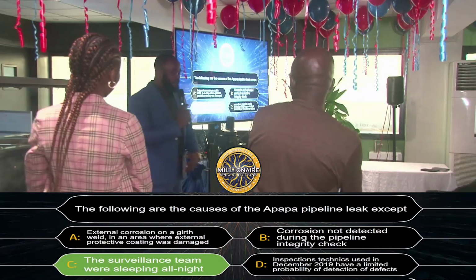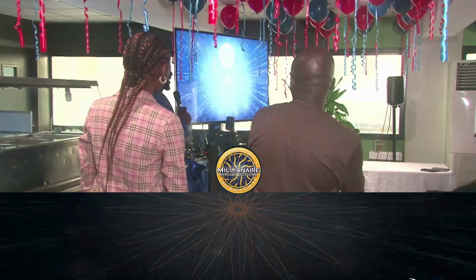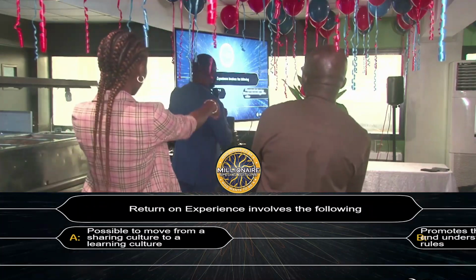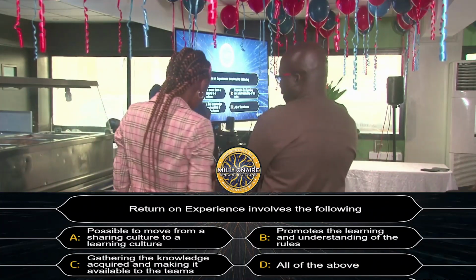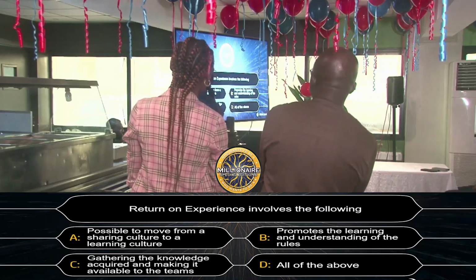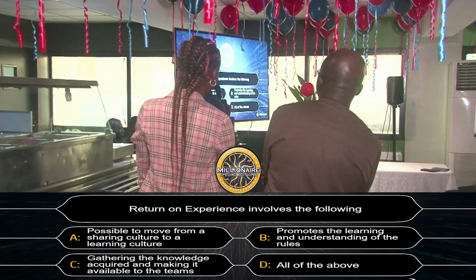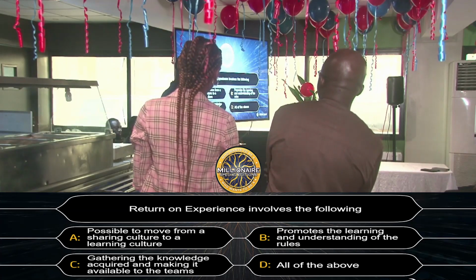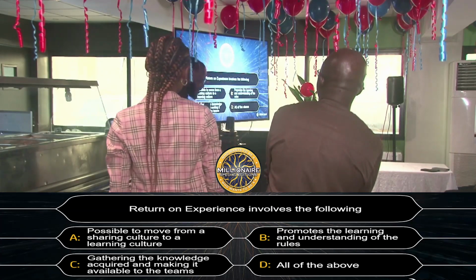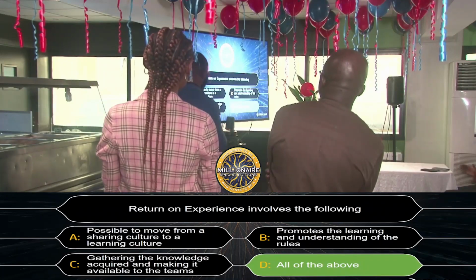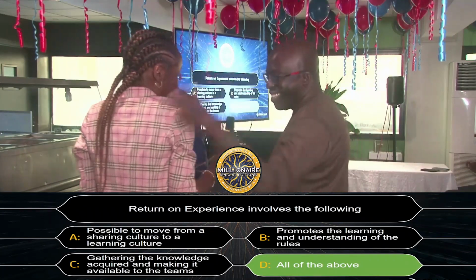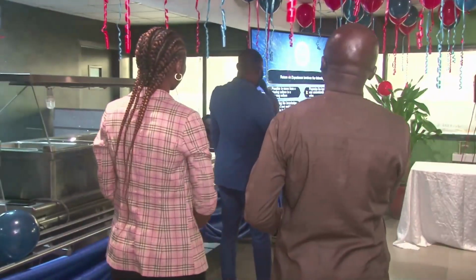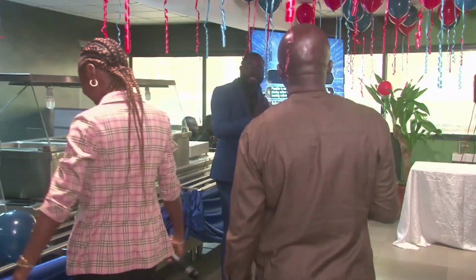Now on to you, Madam Ifoma. Return on experience involves the following. A, possible to move from a sharing culture to a learning culture. B, promotes the learning and understanding of the rules. C, gathering the knowledge acquired and making it available to the teams. D, all of the above. All of the above. Correct. How am I going to have a winner? I am out of questions.